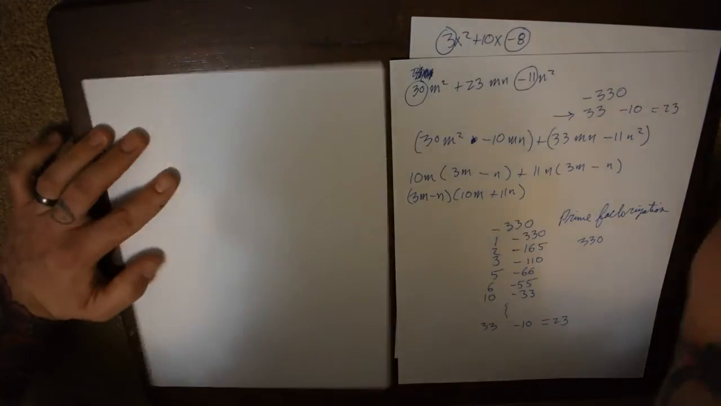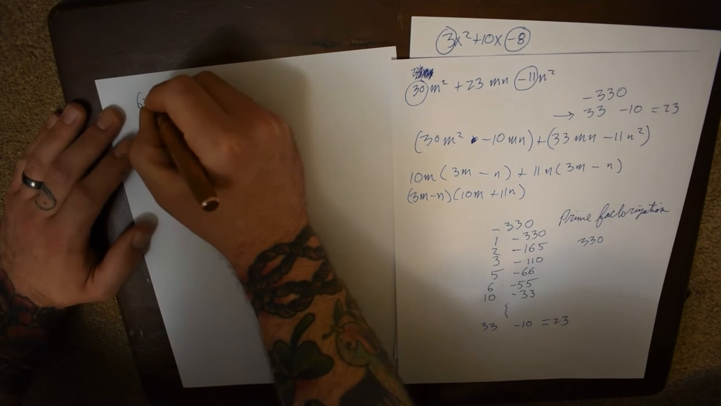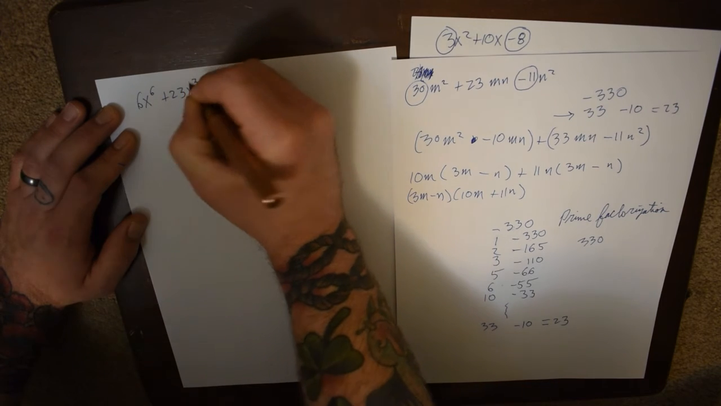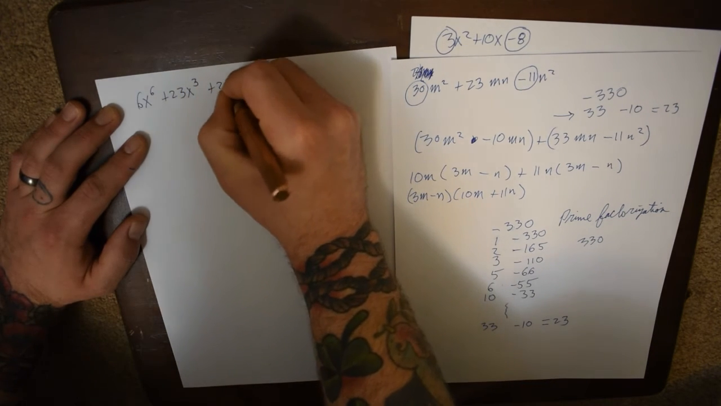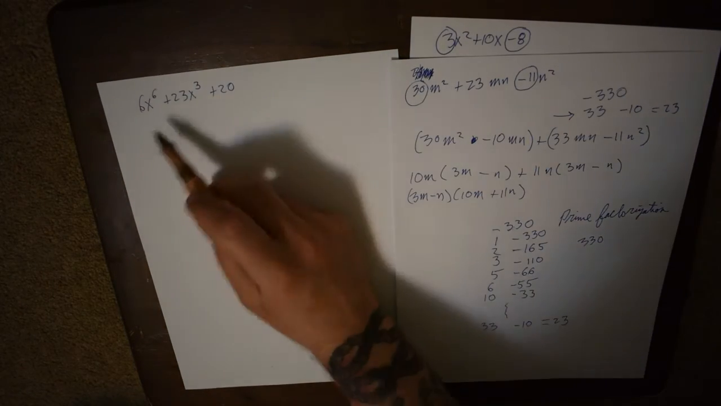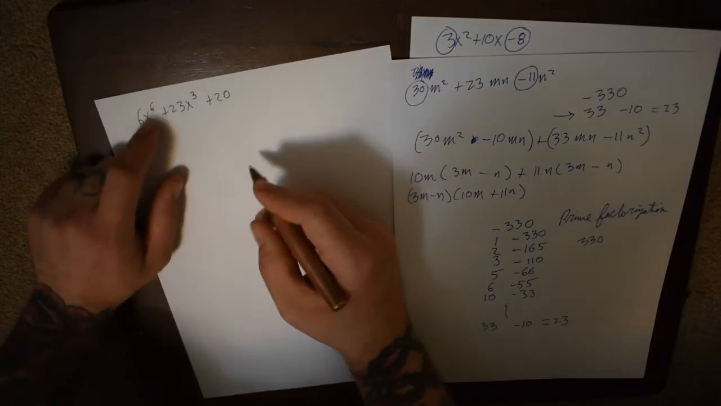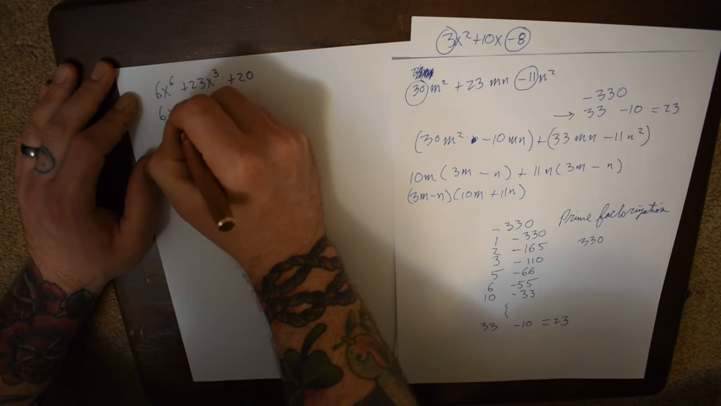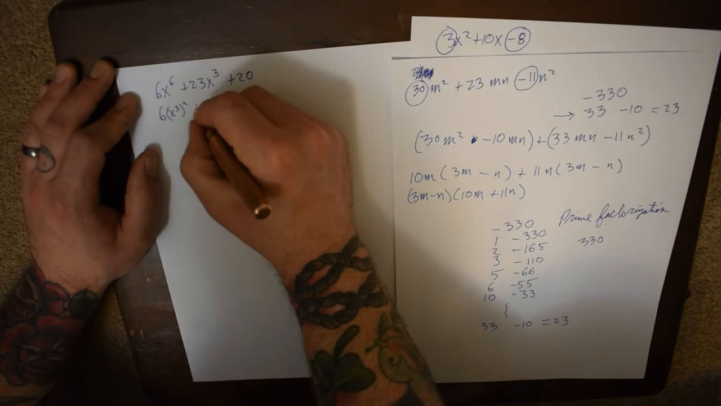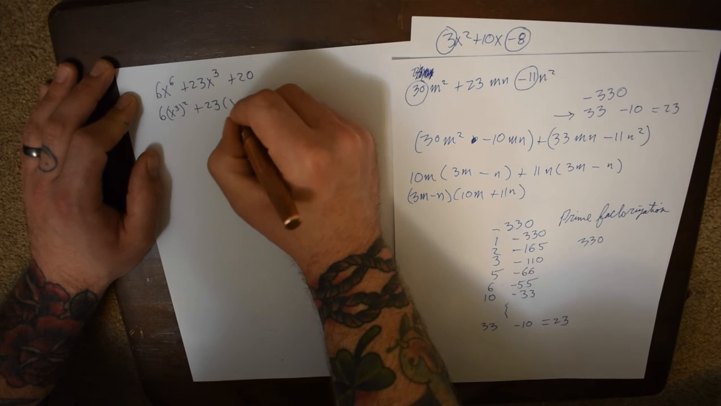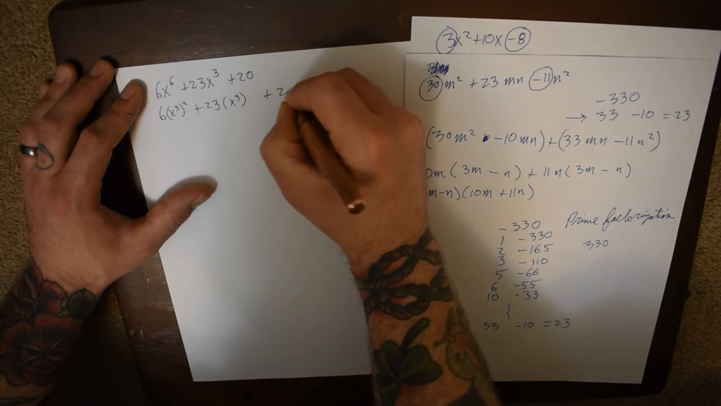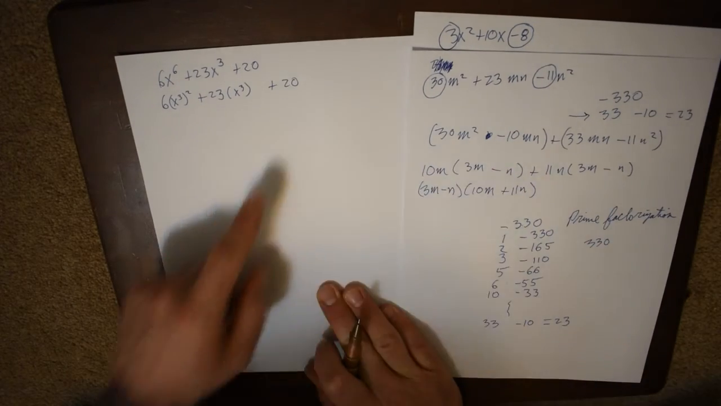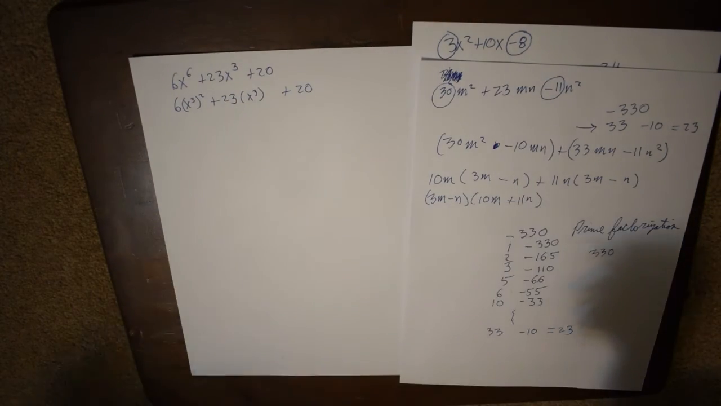So let's factor 6x to the 6th plus 23x cubed plus 20. This one doesn't have an x squared, but if you notice, 6x to the 6th is the same as 6 times x cubed, squared, plus 23, I'm going to put it in parentheses, x cubed plus 20. So we've got something squared plus something plus a constant term. We can factor this. And importantly, we can factor this with the AC method.